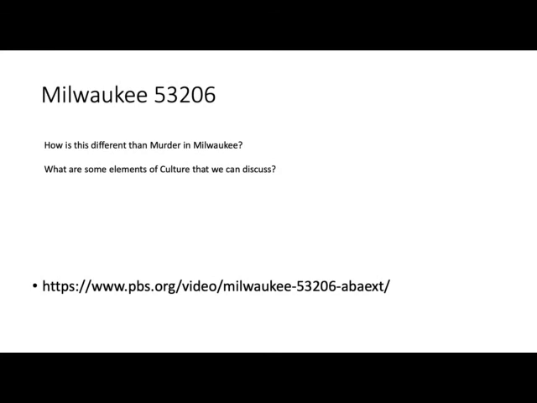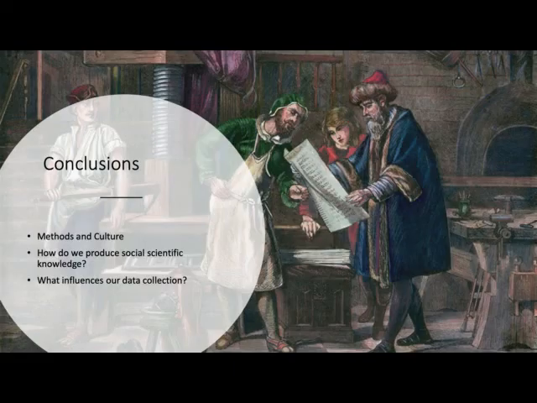And I have the link there, but we're going to have a downloaded copy on the platform as well. And then what can we ask is, what are some cultural elements of culture that we see in Murder in Milwaukee and 53206? How can we identify culture? How can we identify these different values and practices?